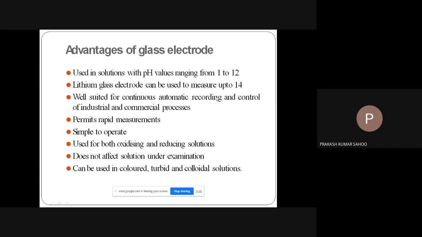What are the advantages of using a glass electrode in pH metry? It is used in solutions with pH values from 1 to 10, and a lithium glass electrode can be used to measure up to 14. It is well suited for continuous automatic recording and control of industrial and commercial processes, and permits rapid measurement. It is simple to operate, used for both oxidizing and reducing solutions, doesn't affect the solution under examination, and can be used in colored, turbid and colloidal solutions. So these are the advantages of a glass electrode used in our pH metry analysis.